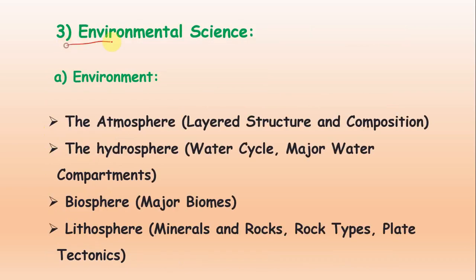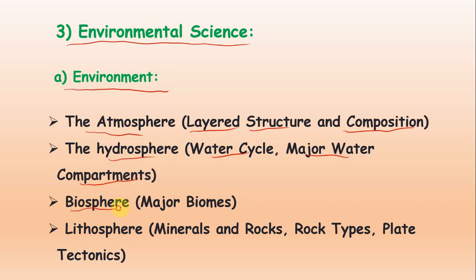Then the third part is the environmental science, which is also very important. In environmental science, first of all, we must know what is the environment, and these are the headings under the environment, like the atmosphere, what are the layers of atmosphere, what is the structure and composition of the atmosphere, the hydrosphere, water cycle, major water compartments we will discuss in this portion. What is biosphere, major biomes. Then we will discuss the last, that is lithosphere, minerals, rocks, rock types, plate tectonics.